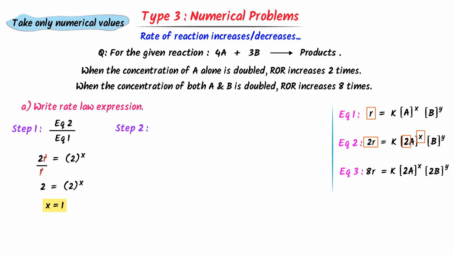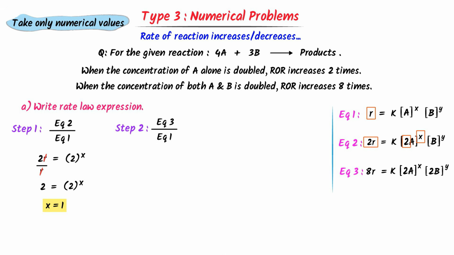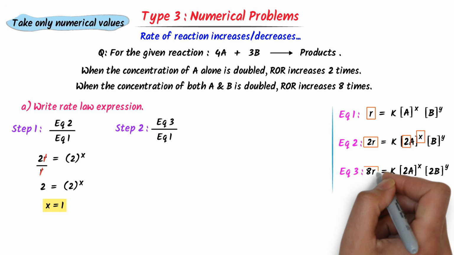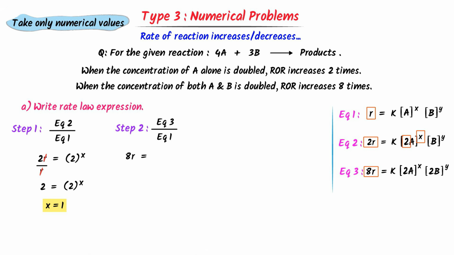In the second step, I divide equation number 3 by equation number 1. According to the trick, I only take the numerical values. In the third equation, the first numerical value is 8r. I write 8r. The second numerical value is 2 and its power is x. The third numerical value is also 2 but its power is y. These are the numerical values of equation number 3.